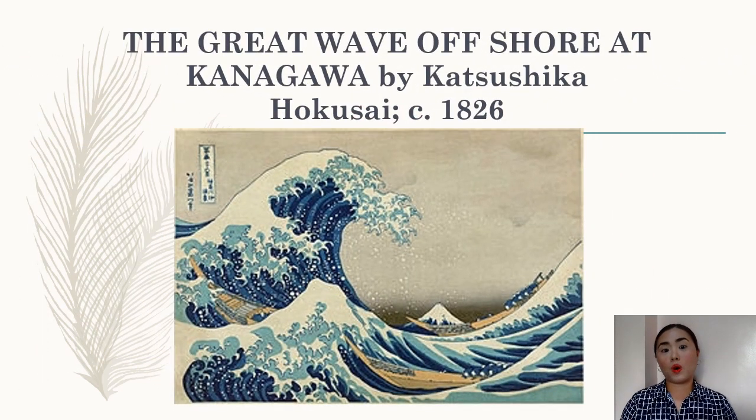Now, to answer the question, what aspects of the painting showcase the principle of harmony? First and foremost, the block painting utilized similar color palettes. It concentrated on white, blue, and brown to emphasize the waves and to emphasize the boat. Second, it utilized similar lines. It concentrated on curved lines for the waves, for the shape of the boat, and to emphasize the shapes of the mountain in the background.